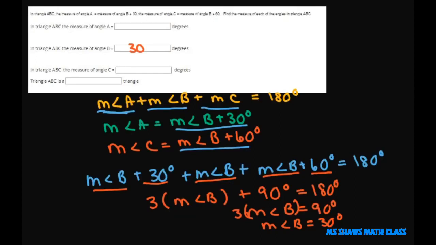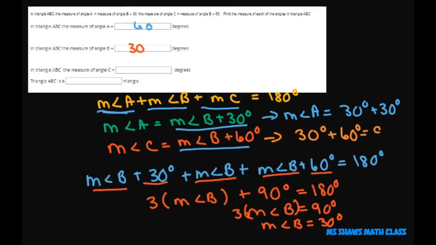Now, since the measure of angle B is 30, then we're going to look at this one, and we know the measure of angle A equals the measure of angle B, which is 30 degrees, plus 30 degrees, and that equals 60 degrees. All right, and then the measure of angle C is the measure of angle B, 30 degrees, plus 60 degrees. That equals 90 degrees.